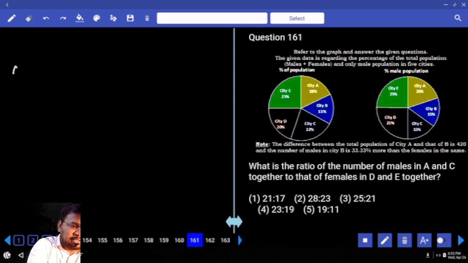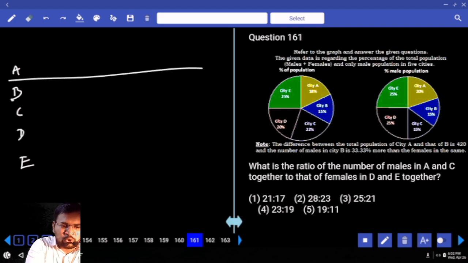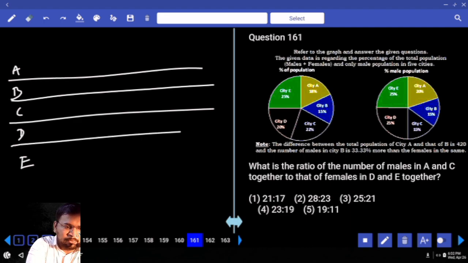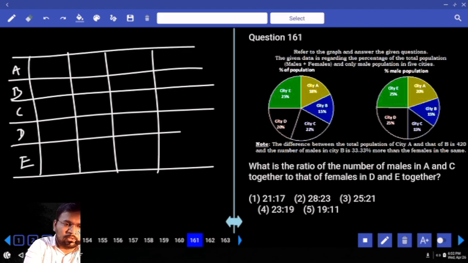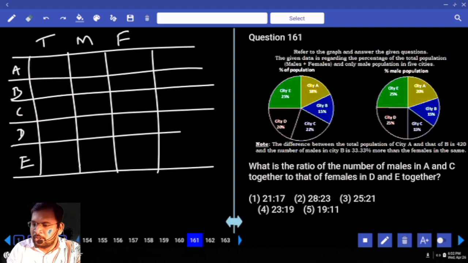How many cities are there here? 5 cities are there: A, B, C, D, E. Total male and female. See here, and see the note also that they've given.